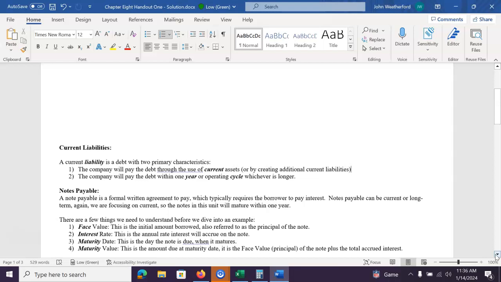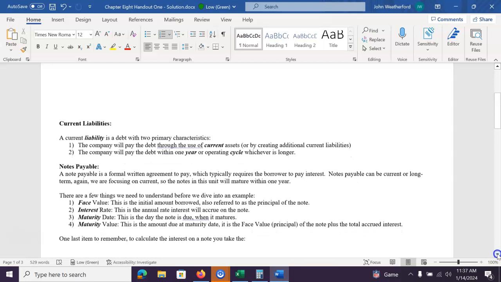The interest rate is the annual rate of interest that will accrue or build up on the note. The maturity date is the day the note comes due or when it matures. And the maturity value is the amount due on the maturity date by the borrower to the lender. And that would include the face value or principal amount plus interest that is built up on the note over the term of the note.